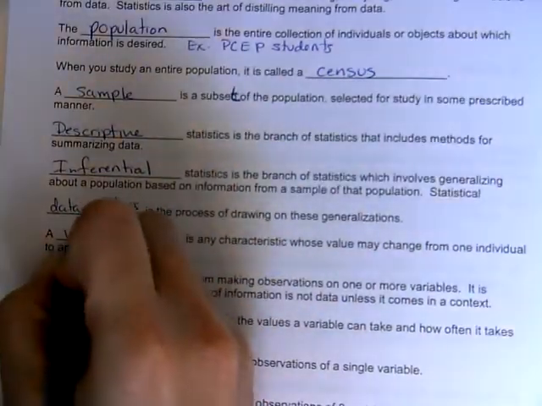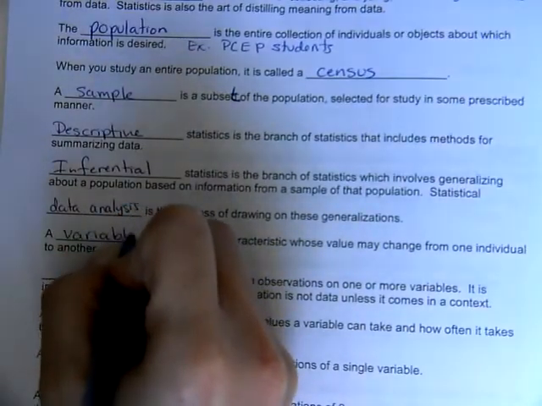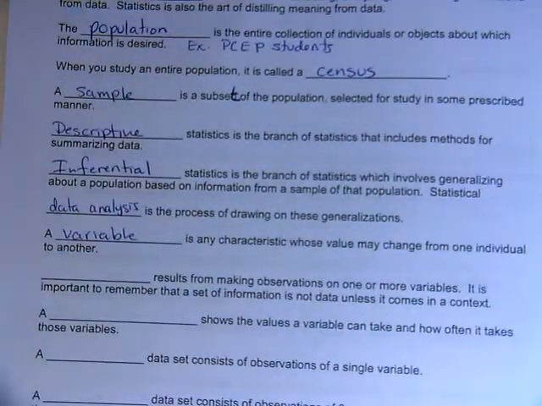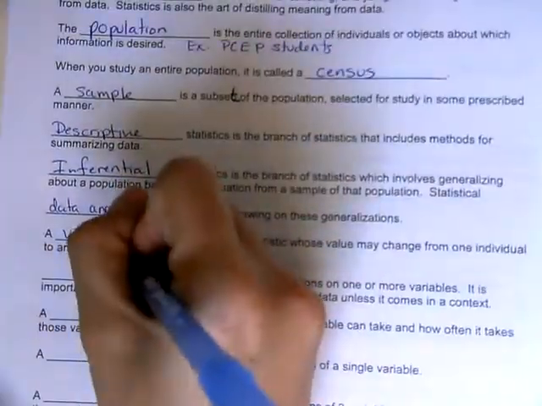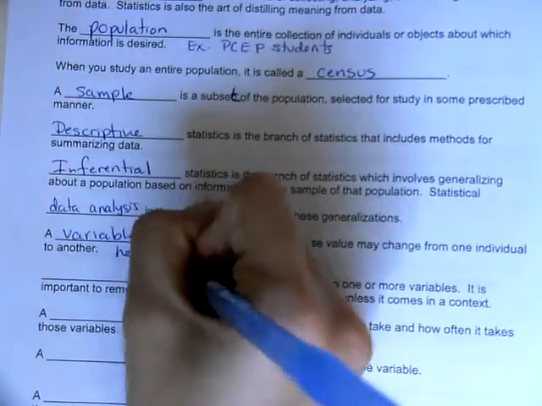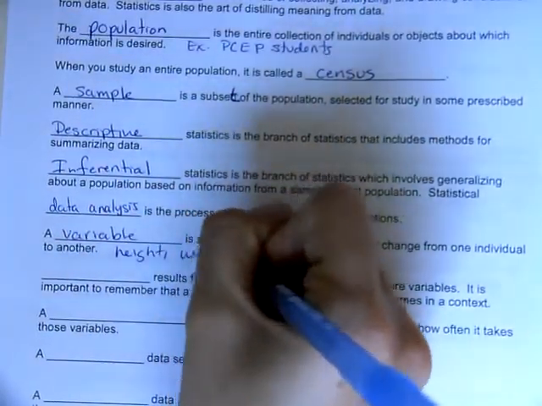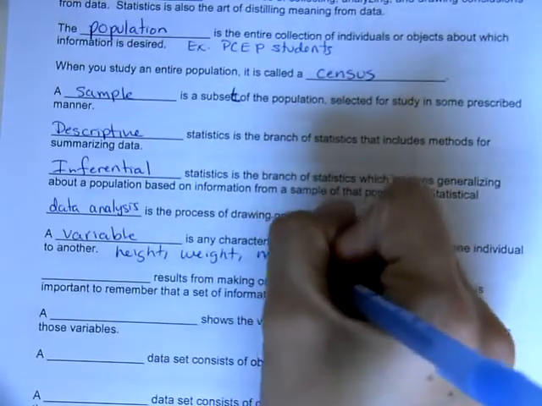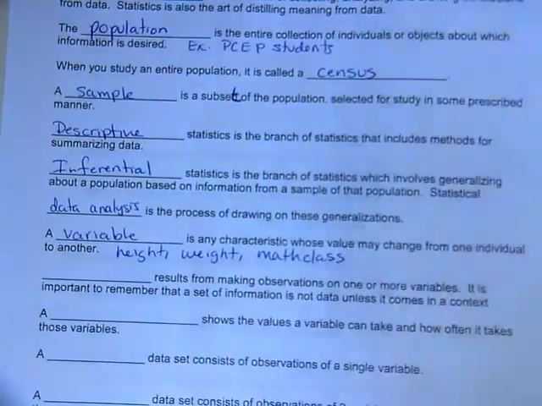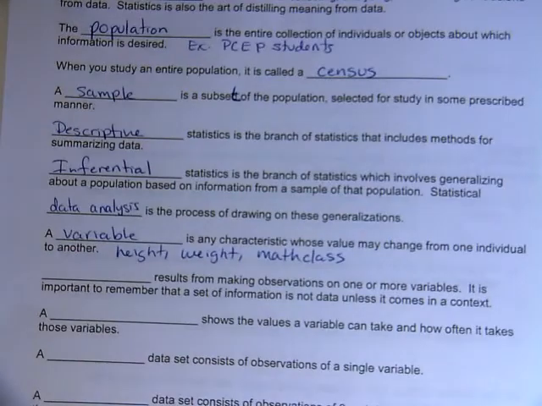Obviously, in this class, a variable, you guys have seen variables before. In other math classes, it might be X or Y. In this class, a variable is any characteristic whose value may change from one individual to another. So anything you're looking at, so height, weight, math class, doesn't necessarily have to be numerical, and we'll talk about that in a second.